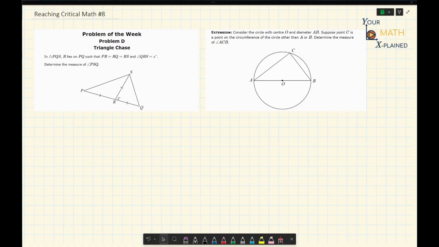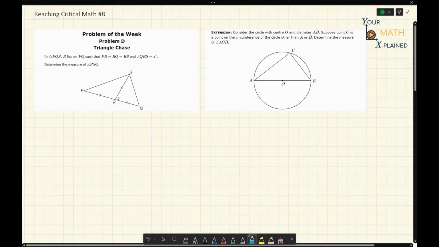In this problem, we have a triangle, and we're given that some of these sides are the same, so they've been marked with a hash on these sides. And we also have an angle Z, and our goal is to figure out what angle PSQ is, so PSQ being this entire angle up top.